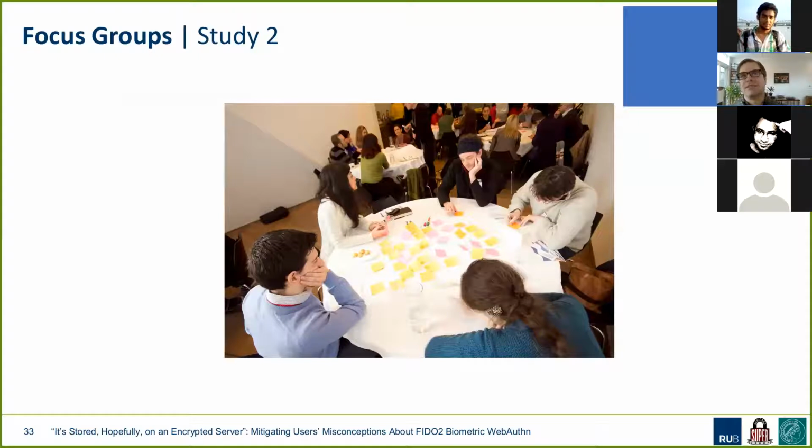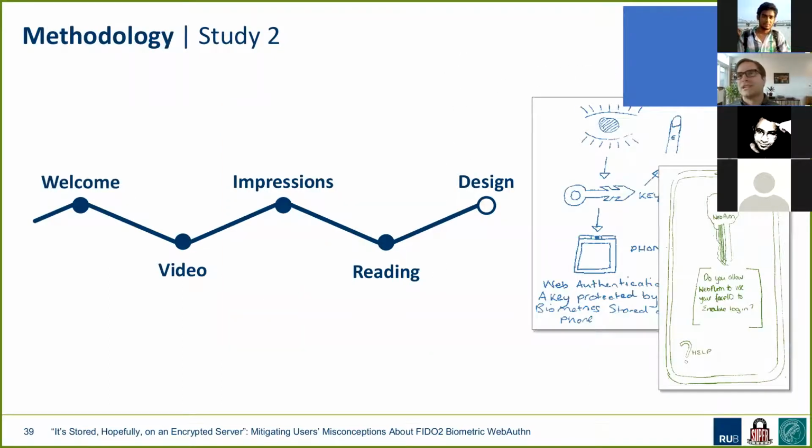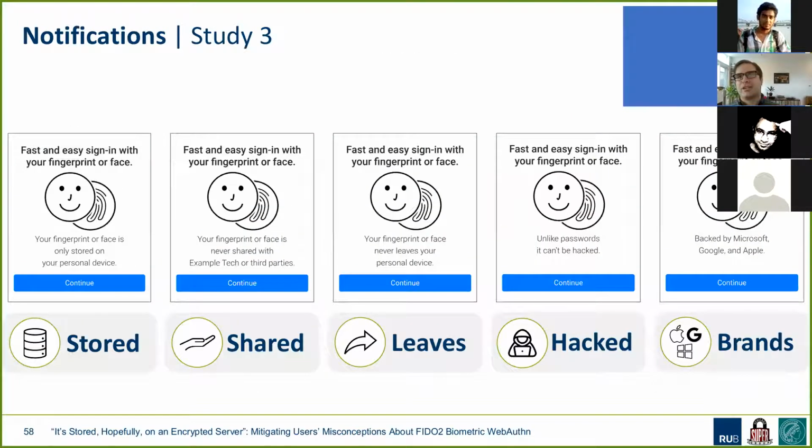As part of this same paper, the second of our three-part study was focus groups where we had people use a method known as co-design to work together in online focus groups, due to the pandemic, and come up with new notifications. They spent a lot of time drawing things and trying to work out the right way to communicate about biometric WebAuthn specifically. We designed a bunch of different notifications with different communications: your fingerprint or face is only stored on your personal device, is never shared with third parties, never leaves your device, all backed by Microsoft, Google, and Apple. Turns out this was not the way to do it. People don't care that it's backed by Microsoft, Google, and Apple. Messages that it's only stored and never shared were much more effective.